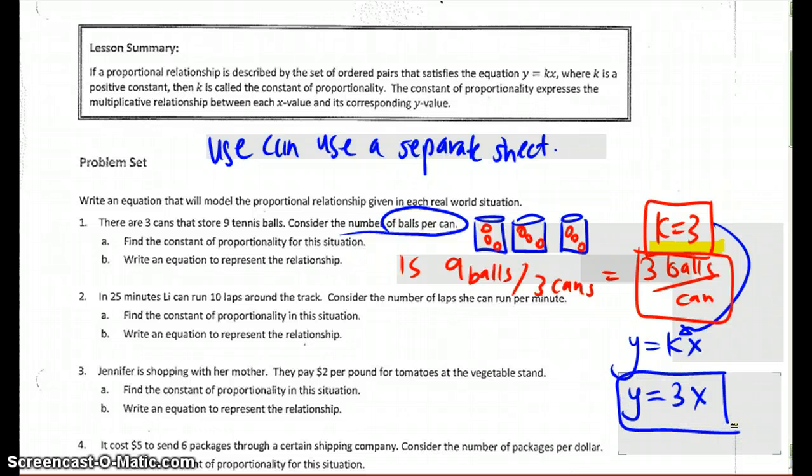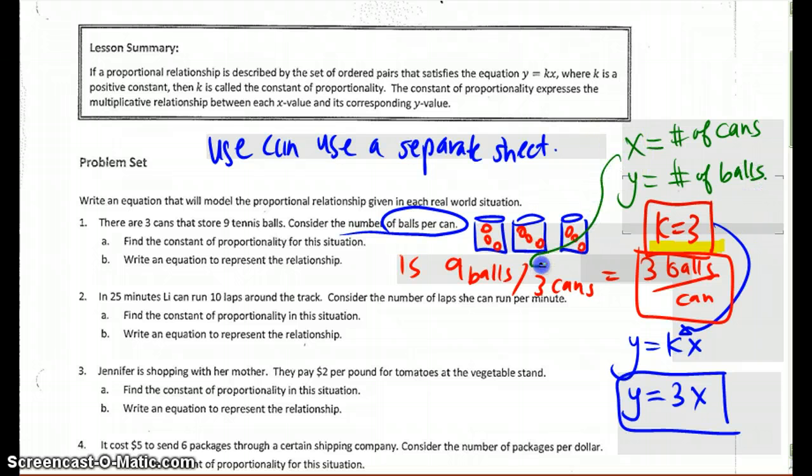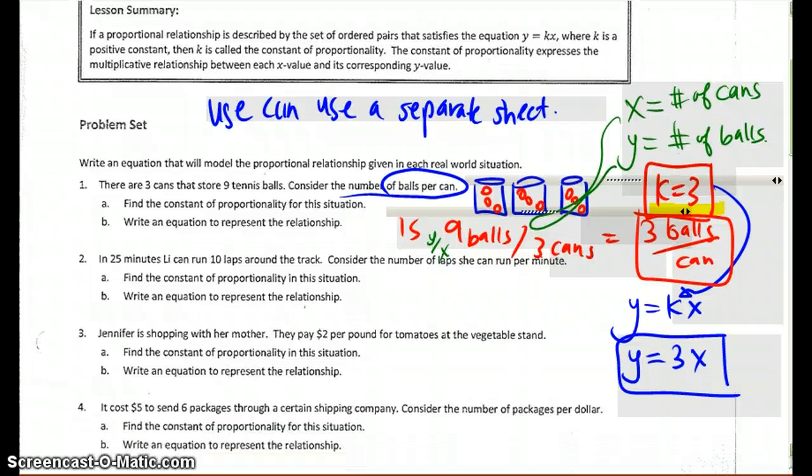Now, what do the separate x's and y's represent? My x is going to represent the number of cans, and the y is going to represent the number of balls. That's why you will see when I wrote this equation here, 9 over 3, it was y over x. Y is the number of balls and x is the number of cans. I want to know how many balls per can. Y is the balls, x is the cans. I hope all of this is kind of tying back together. Try the best that you can.